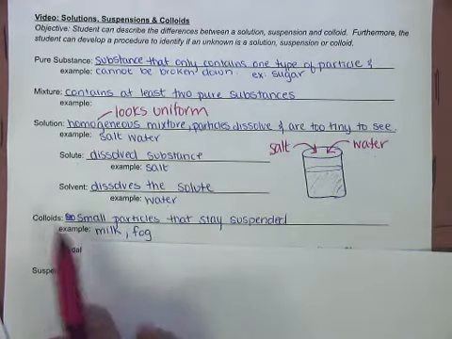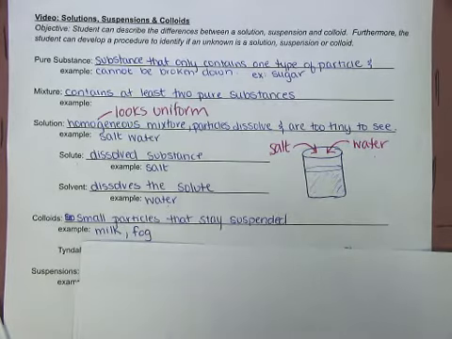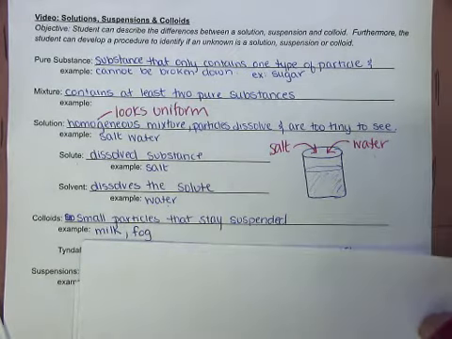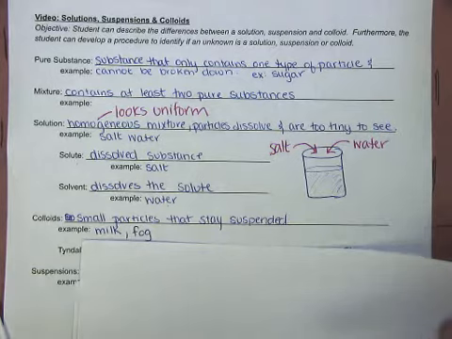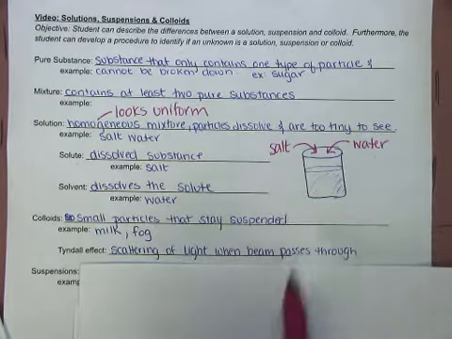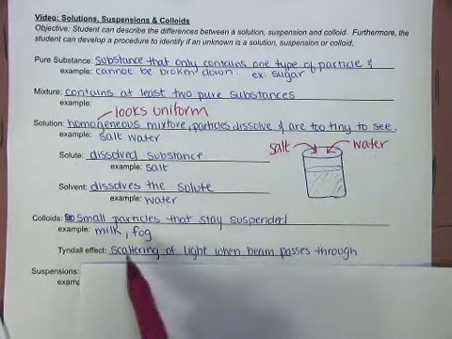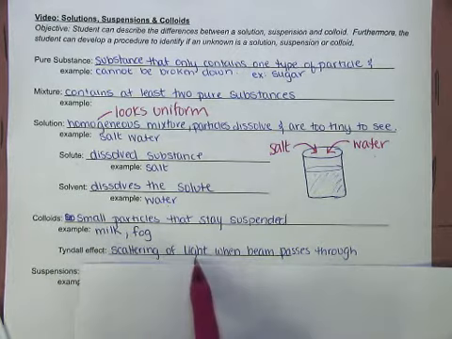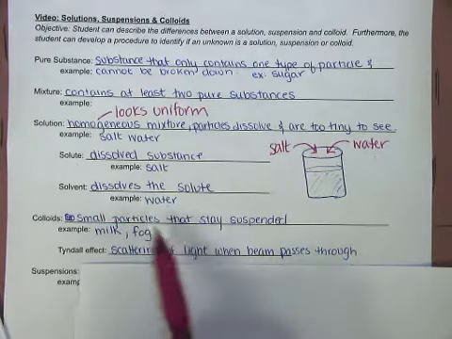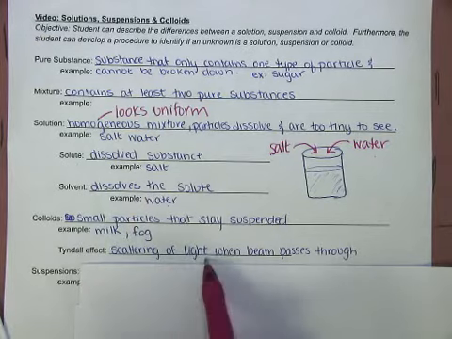A colloid is small particles that stay suspended, usually in a liquid. So an example of a colloid could be milk or fog. Colloids all exhibit the Tyndall effect. The Tyndall effect is if I were to have a beam of light pass through my colloid, the light would scatter in all different directions, kind of like a disco light. So the little particles that are suspended in the colloid scatter the light.